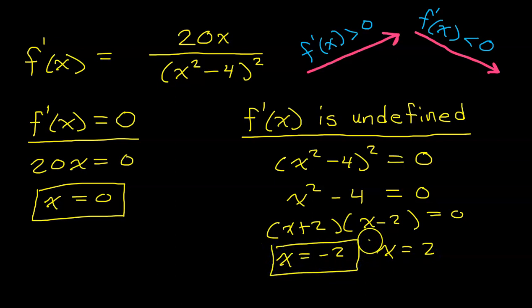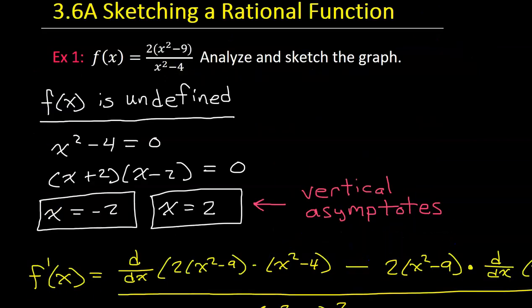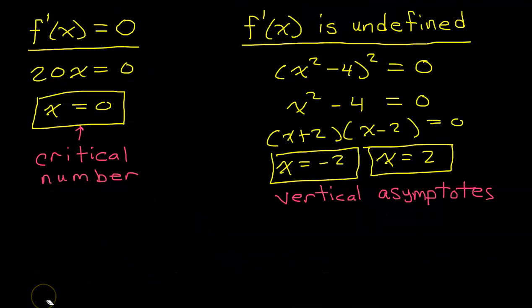Now, why is this looking so familiar? Remember, right at the beginning, we found that x equals negative 2 and x equals positive 2 are vertical asymptotes because the original function is undefined. So these cannot be critical numbers. So we have one critical number and two vertical asymptotes. Let's go ahead and use these values to do the first derivative test and find the intervals of increasing and decreasing.